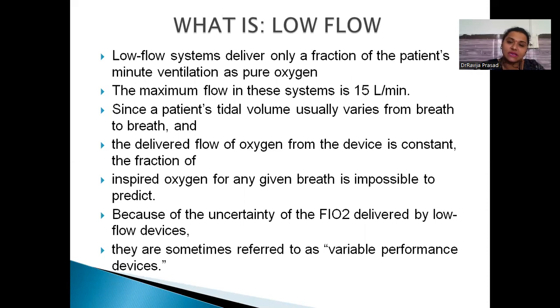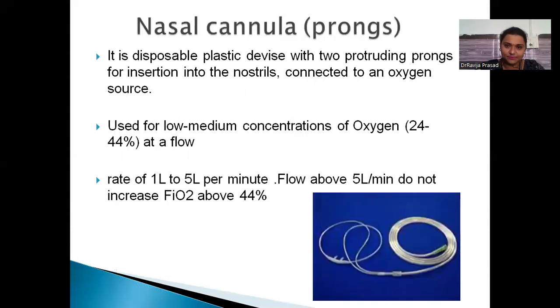The low flow systems deliver only a fraction of the patient's minute ventilation as pure oxygen. The minimum flow in these systems is 15 liters per minute. Since the patient's tidal volume usually varies from breath to breath and the delivered flow of oxygen from the device is constant, the fraction of inspired oxygen for any given breath is impossible to predict. Because of uncertainty of the FiO2 delivered by low flow devices, they are sometimes referred to as variable performance devices.